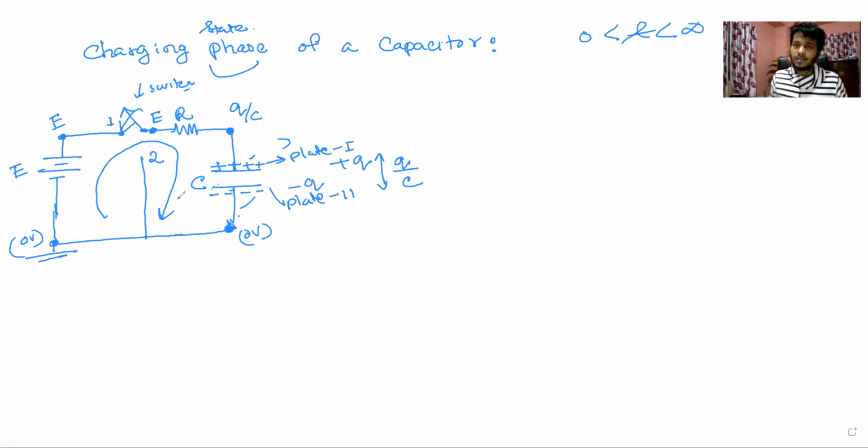Yes, sir. And what would be the current through this R? It would be E minus Q upon C, by R, isn't it? The potential across this resistor will be what? The difference between the potentials of these two terminals, isn't it? Yes, sir. Fine.